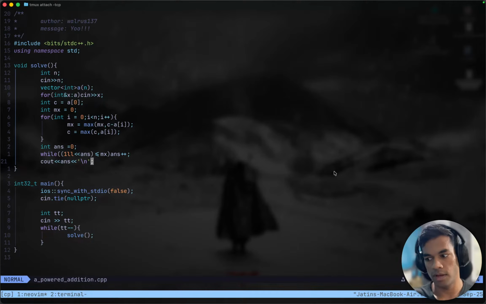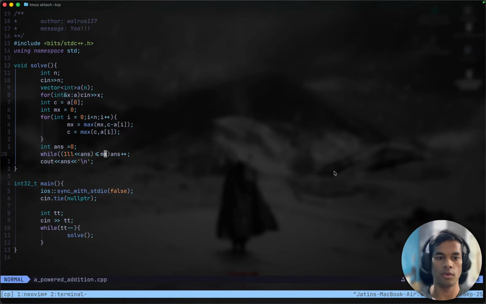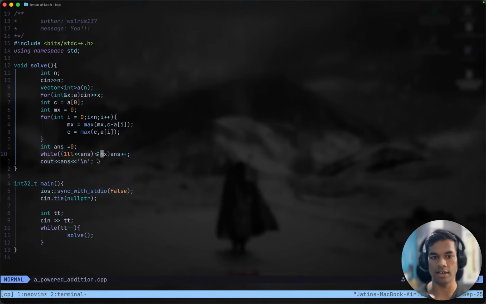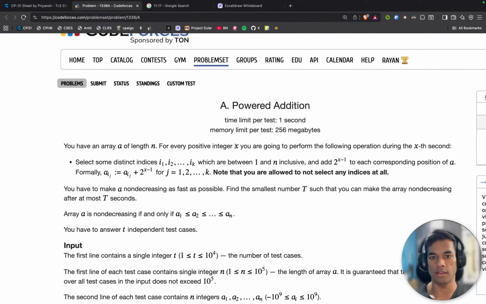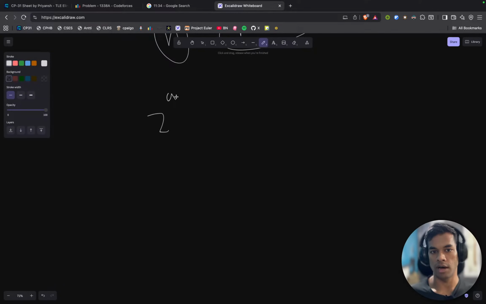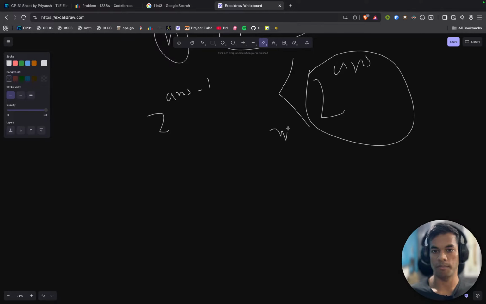And this is fine, because since 2 power answer is always going to be greater than mx, and answer is the time second, this x value. Then when we are at this answer second, we can add a power of 2 power answer minus 1. And since we are adding 2 power answer minus 1, this thing is smaller than 2 power answer, and this thing is bigger than mx.